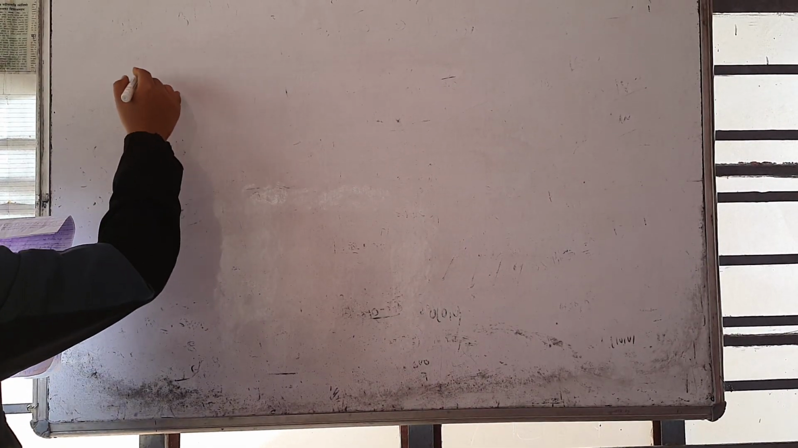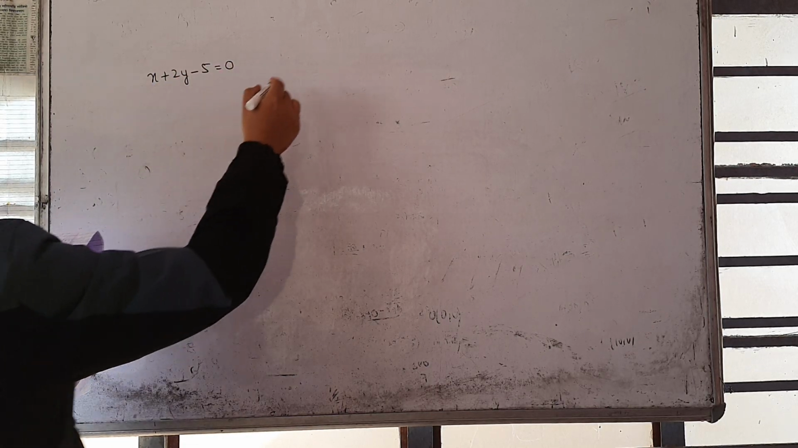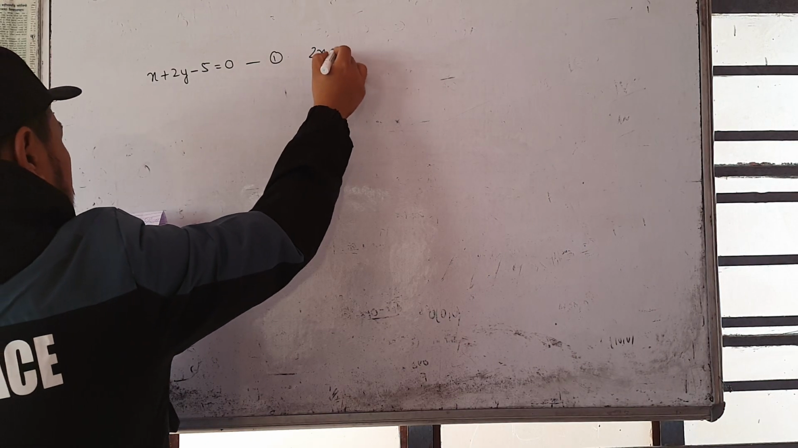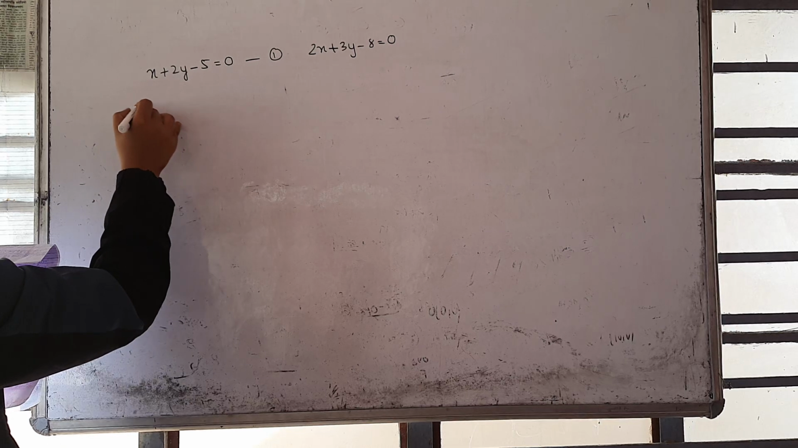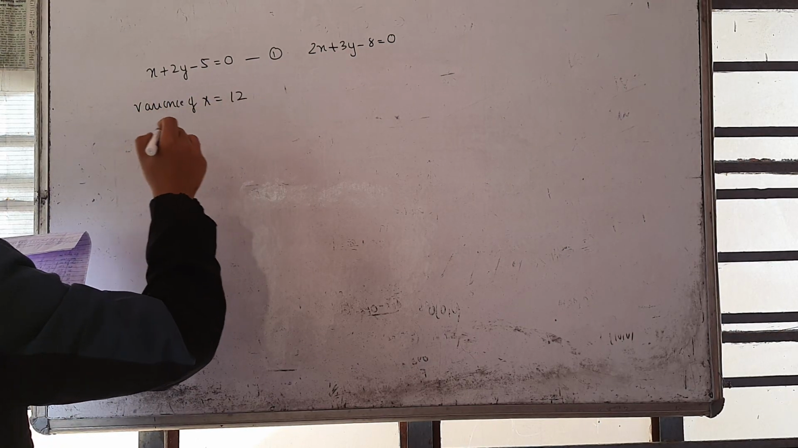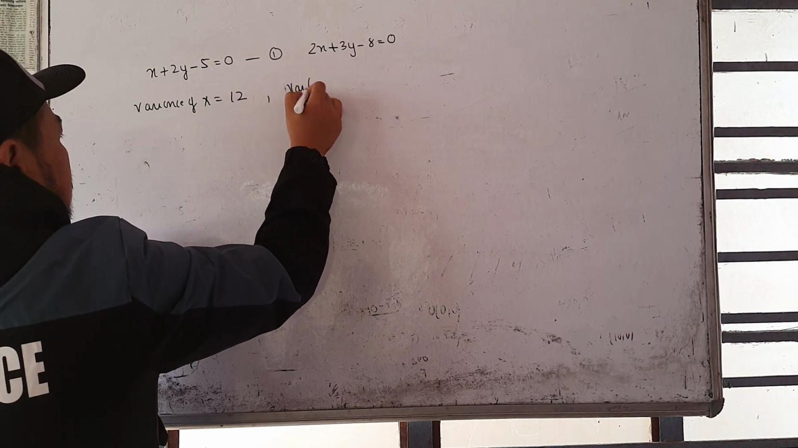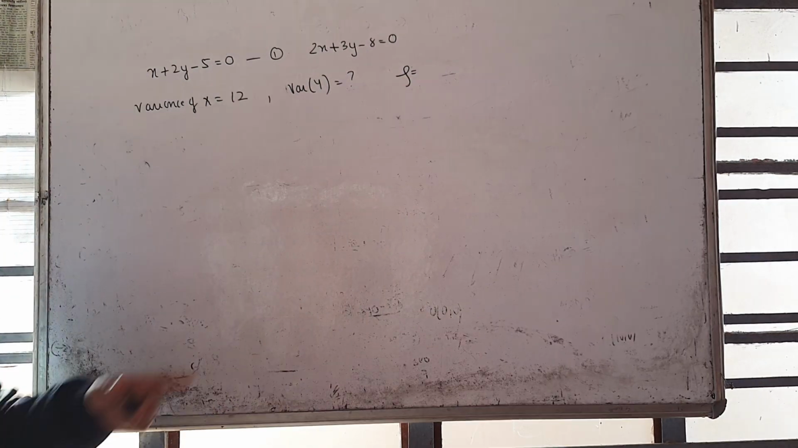Next up, now this could be a problem for few of you if you have not revised properly. Ready? Question number 9: two regression lines are given, x plus 2y minus 5 equal to 0, and 2x plus 3y minus 8 equal to 0. Variance of x is given to be 12. You have to find variance of y and the correlation coefficient. This is easy correlation, yes or no?